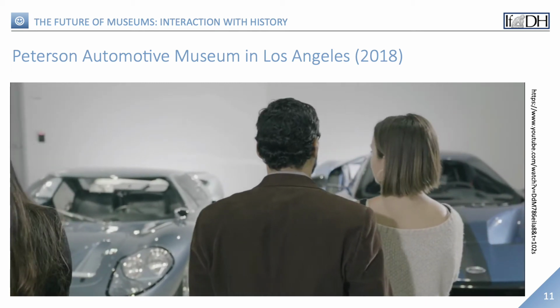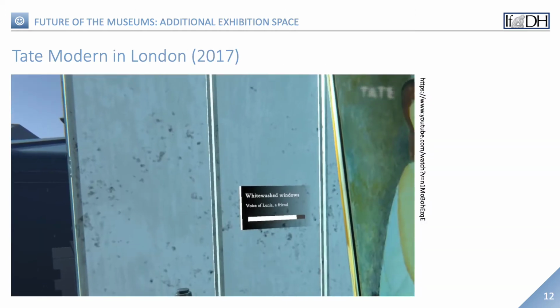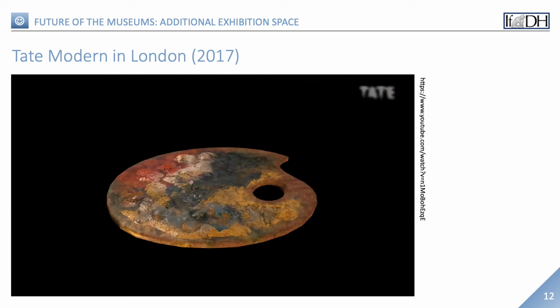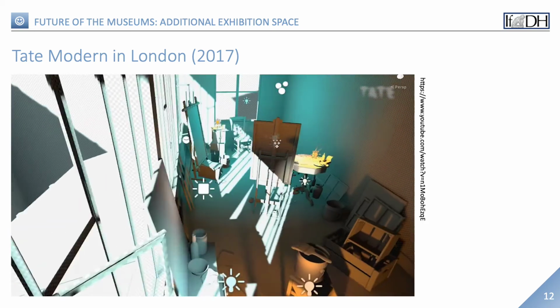Thus, not only the real and the virtual space merge here, but also the current and the historical. Applications like these thus tell a story in which you become part of the narrative. And the Tate Modern in London, reconstructed for its Modigliani retrospective in 2017-18, the artist's Paris studio in 3D.